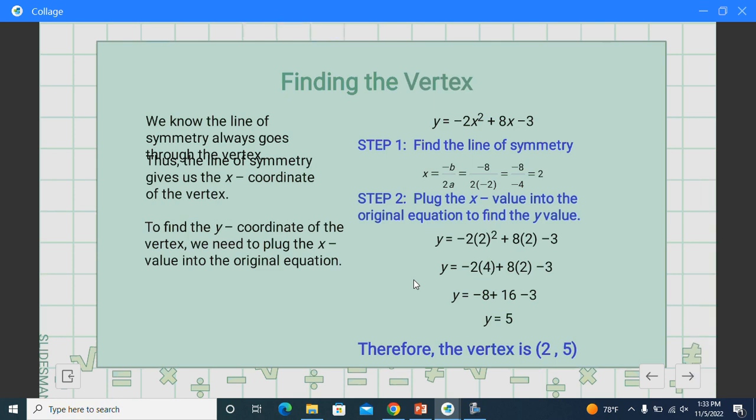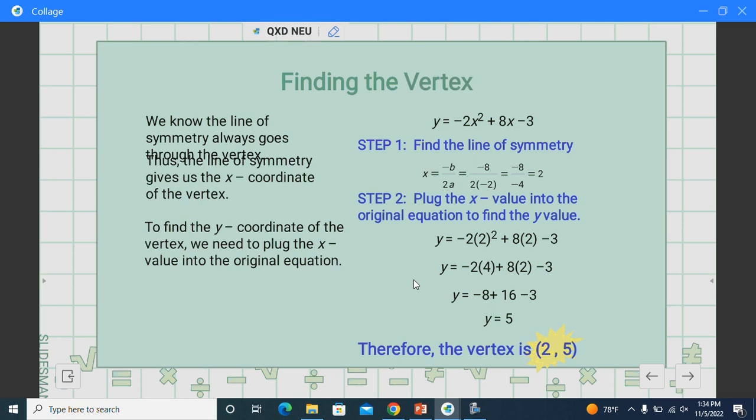How did we get 2, 5? Our 2 is our x, and our y is 5. Therefore, our vertex is 2, 5. Now, we're done with the line of symmetry. We're done with the vertex.